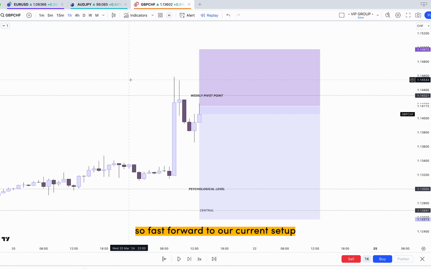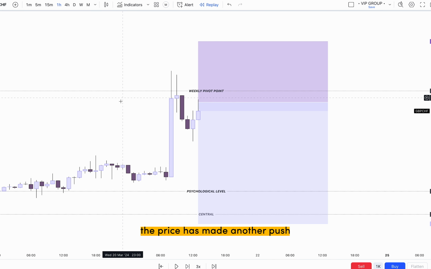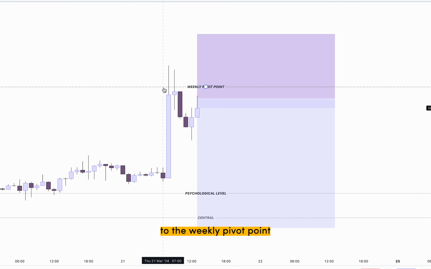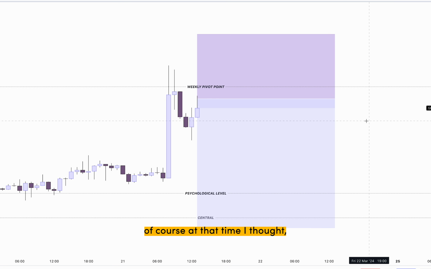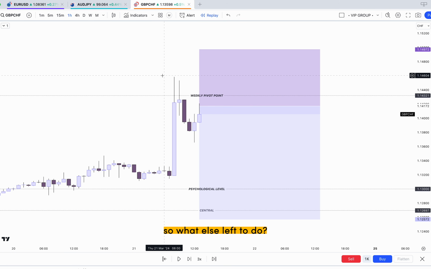So fast forward to our current setup on the 1 hour time frame, we can definitely see history repeating itself. As you can see, the price has made another push to the weekly pivot point and couldn't break through. And of course, at that time, I thought, okay, this is not just any normal retracement. It's gonna pull back heavy towards the downside. It's basically the kind that has been hinted at on the monthly charts. So what else is left to do?